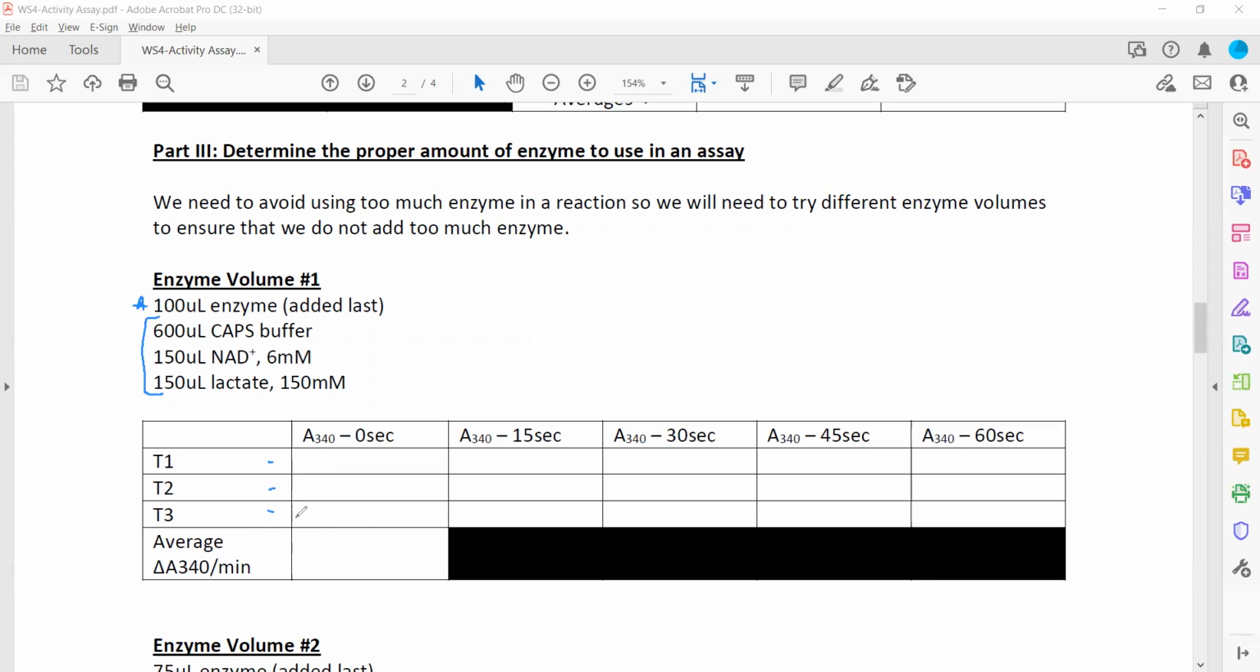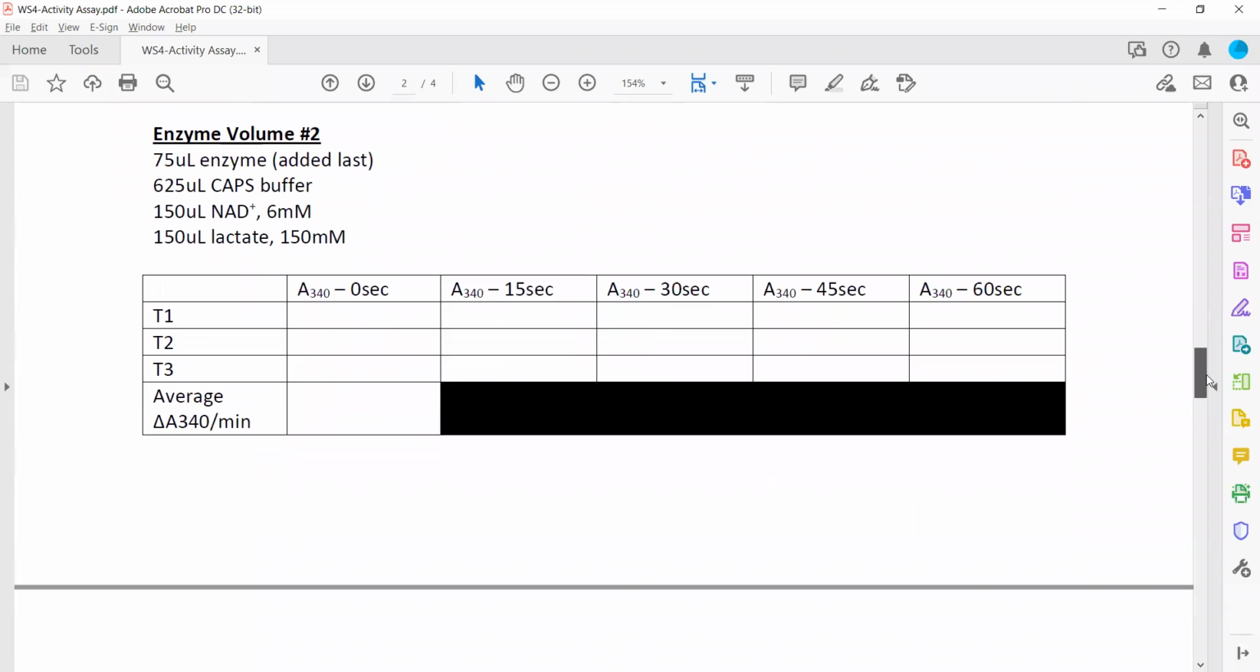You will observe the absorbance at 340 at 0 seconds, 15, 30, 45, and 60 seconds. Our expectation is that this value is going to increase, because what we're expecting is more NADH is going to be produced given more time. Okay, so that would be looking at your data for delta A340 per minute for the 100 microliter enzyme fraction.